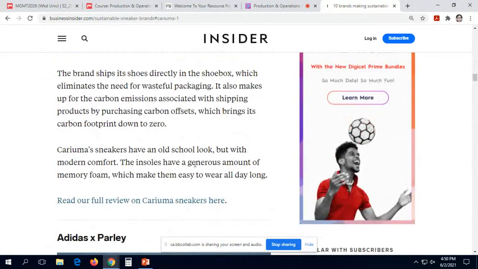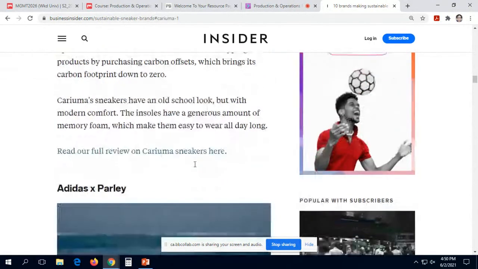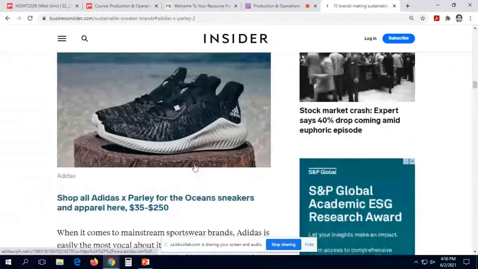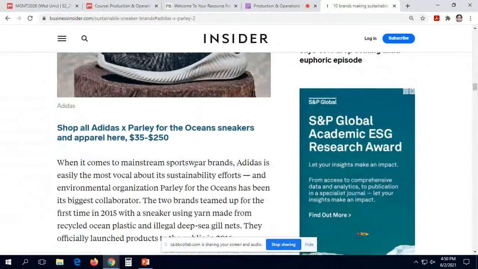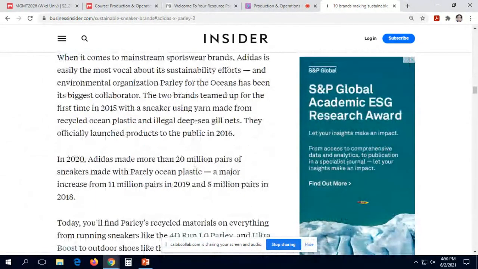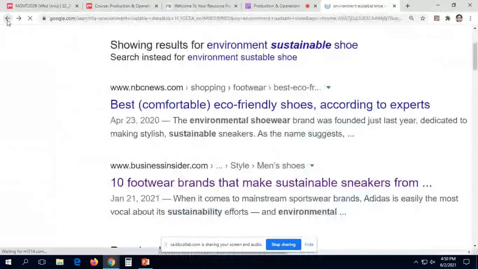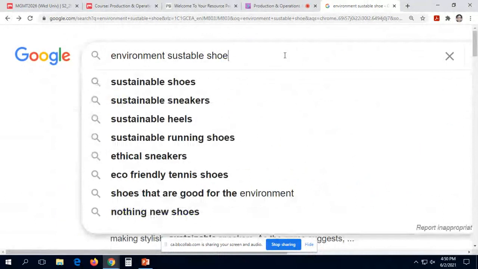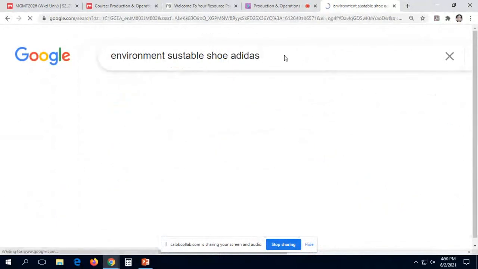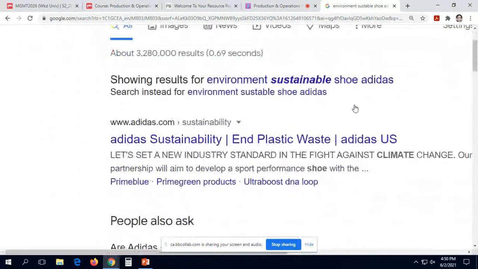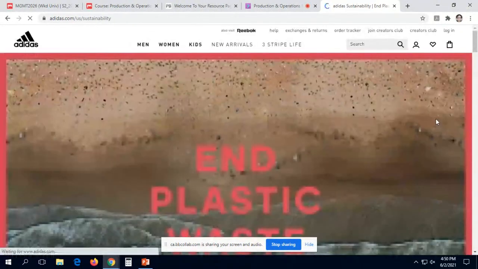Very interesting. So they are using some type of environment sustainability in their shoes. And definitely Adidas is big. So maybe you can just run a search for Adidas. Great. So on the website of Adidas, you are going to see this and you can read it.